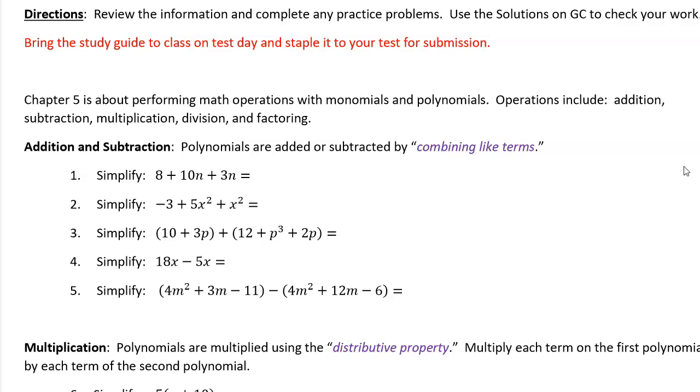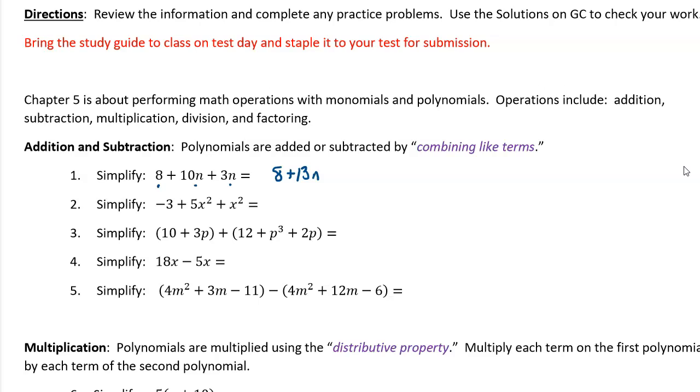For question 1, the number 8 is a constant term. There are no other constant terms to combine with the 8. The 8 remains in the answer. The 10n and the 3n are like terms. They both have an n. 10 n's and 3 n's is 13 n's. And so you write plus 13n next to the 8.